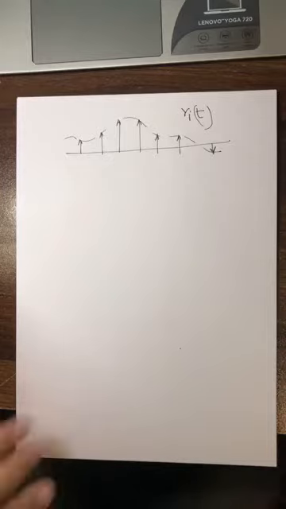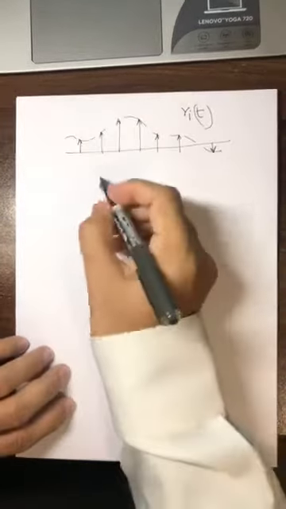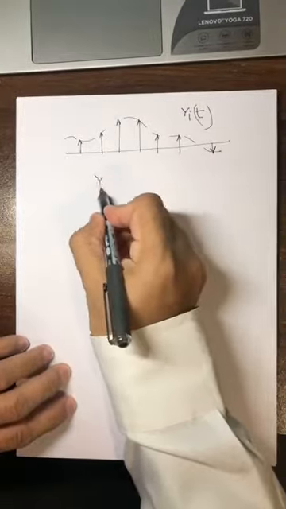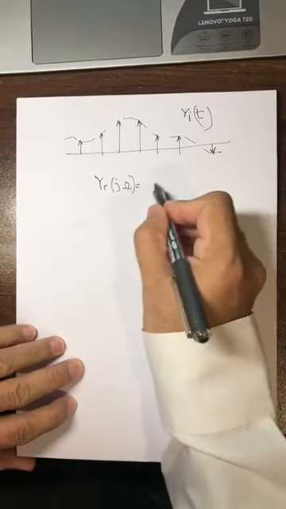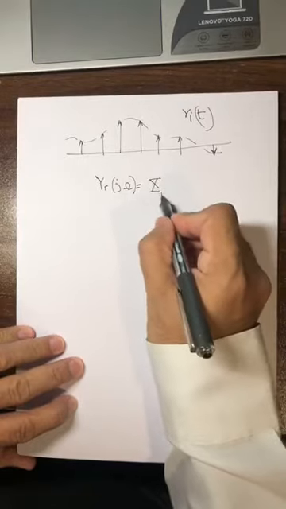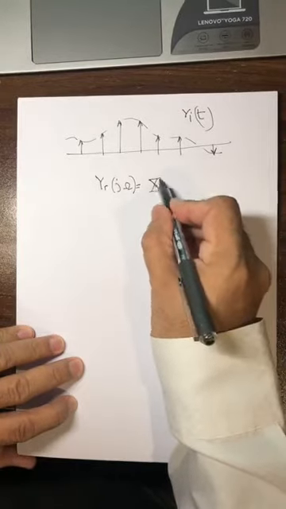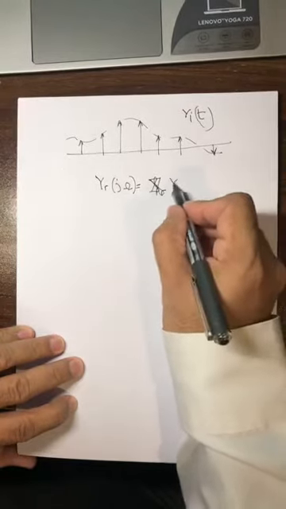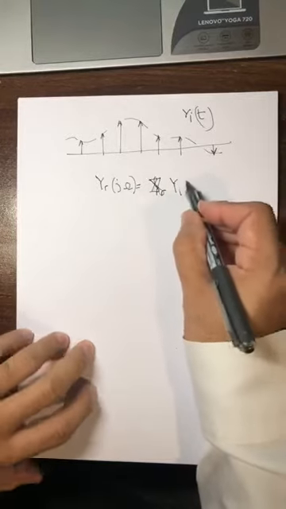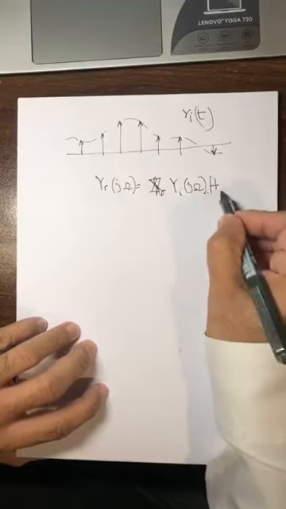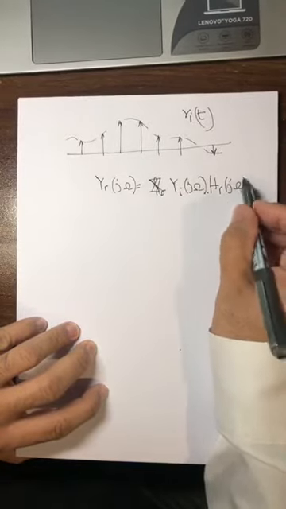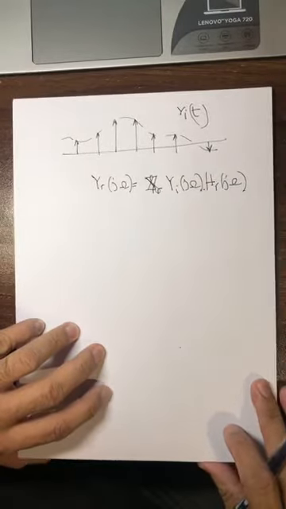The reconstruction is that you have Yr(jω), as I wrote earlier, is equal to Yi(jω) multiplied by Hr(jω).